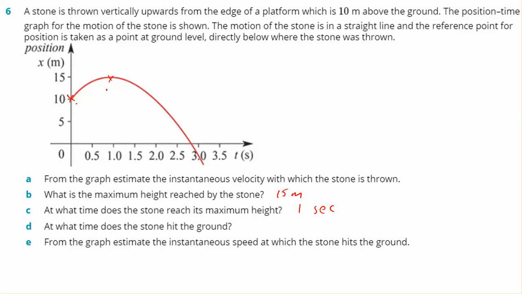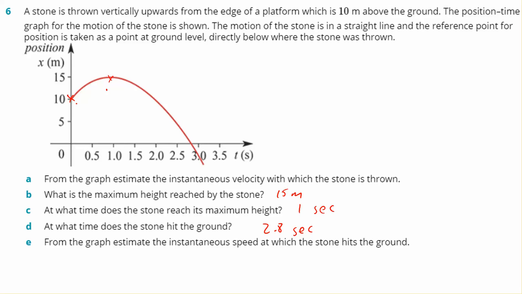At what time does the stone hit the ground? Well, it's roughly, I think it's 2.6, maybe 2.8 seconds. Again, it's really rough because you don't know exactly what it is. From the graph, estimate the instantaneous speed at which the stone hits the ground.